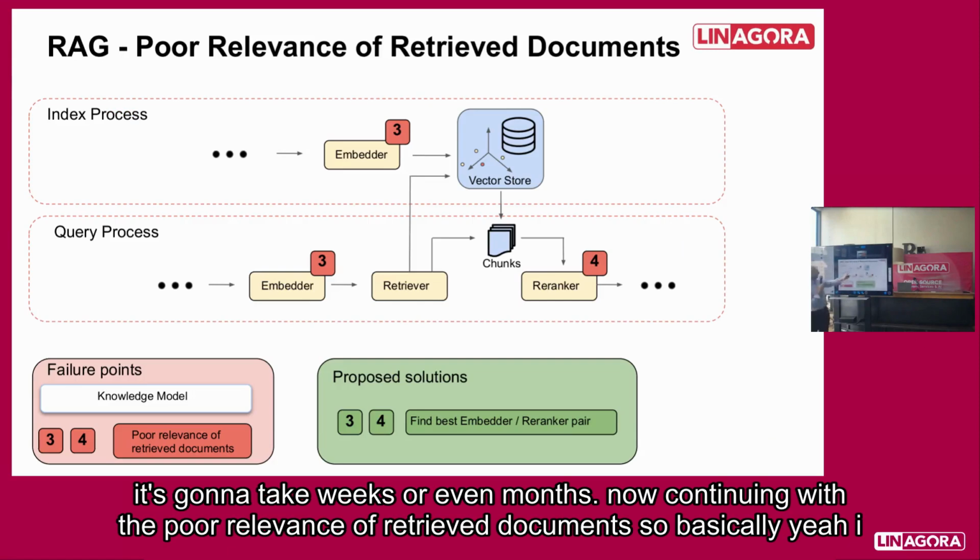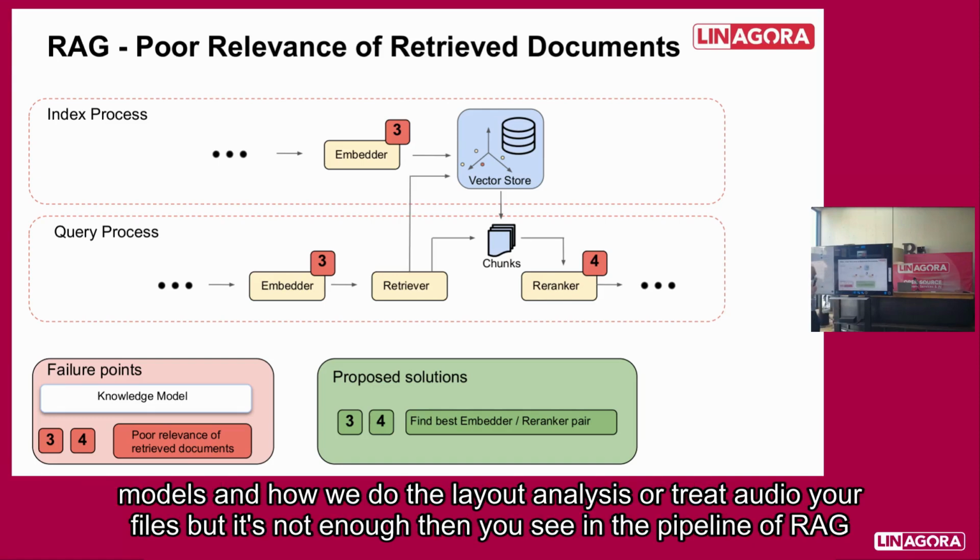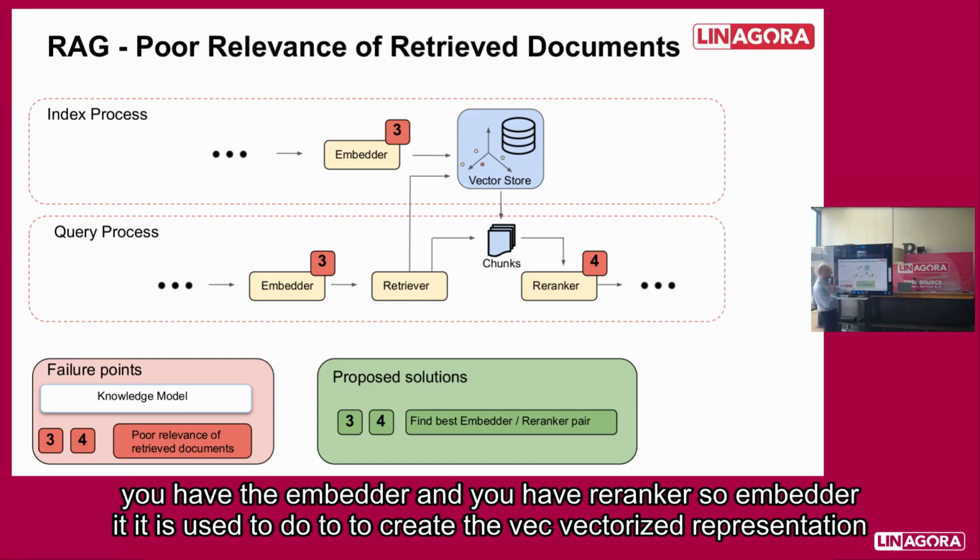Now, continuing with the poor relevance of retrieved documents. So basically, I explained our solution for the part of chunking and information retrieval, how we leverage the advanced visual language models, and how we do the layout analysis or treat audio files. But it's not enough. Then you see in the pipeline of RAG, you have the embedder and you have the re-ranker.